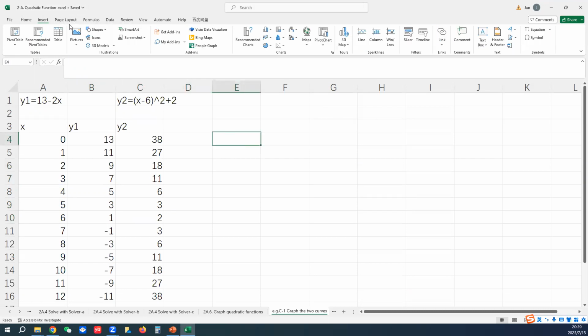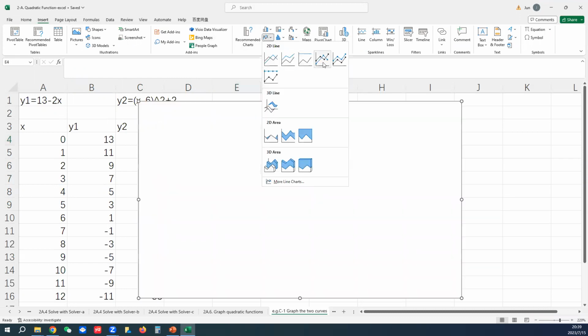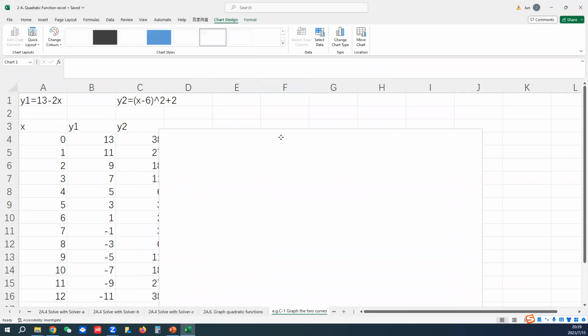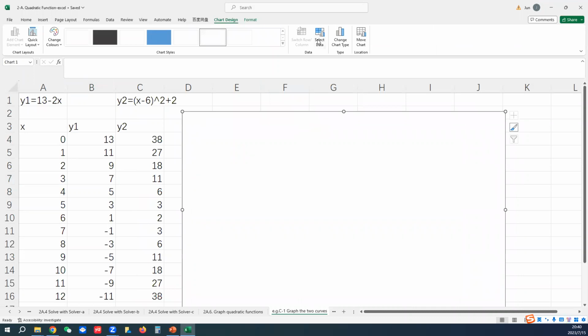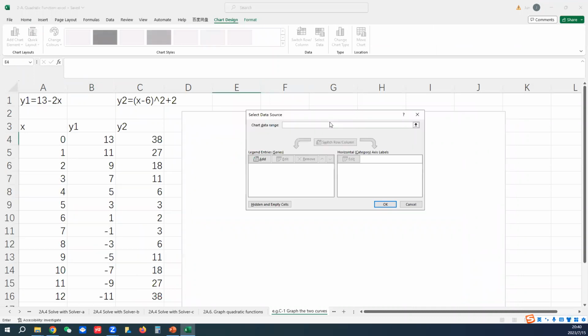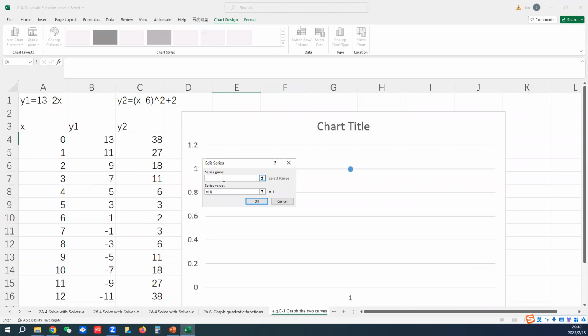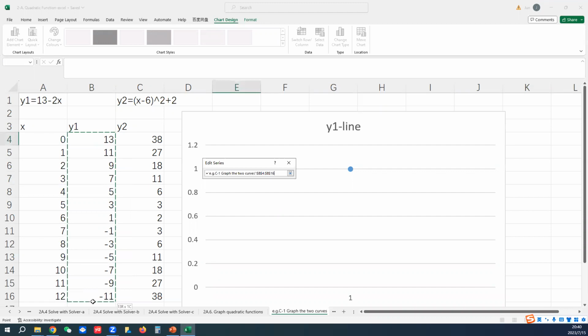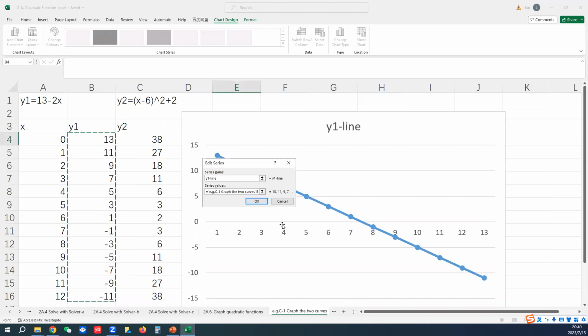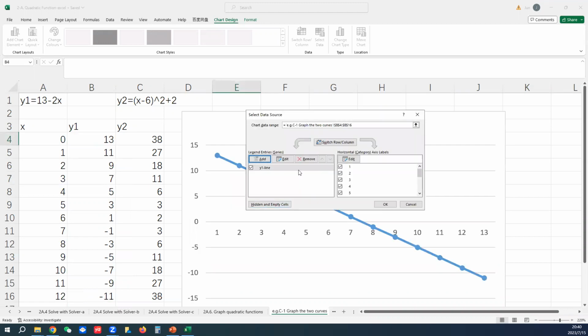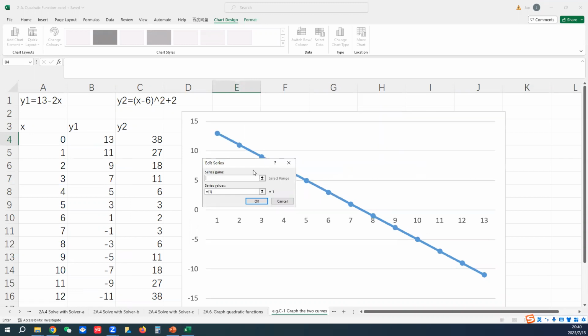All right, so now this is the first step, which is to graph them. And we're still going to use line with marker function. Okay, and we're going to select data. Here we add the first entry, which is y1. Oh, that's the line. Okay, that is y1 here.